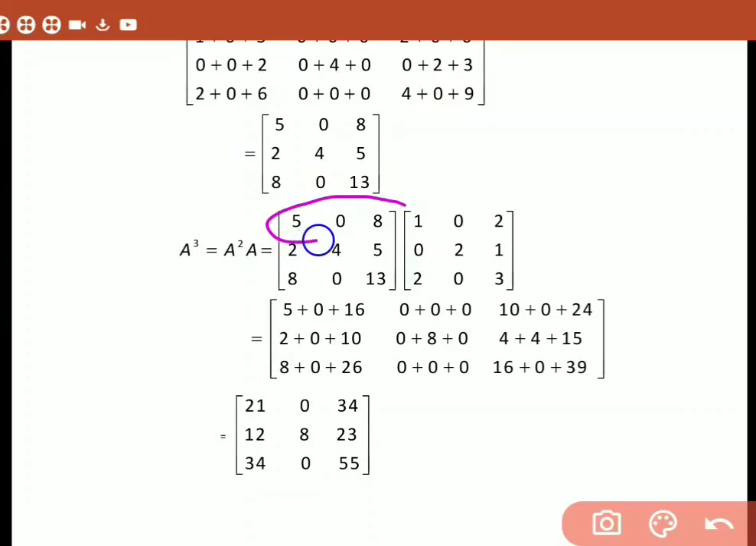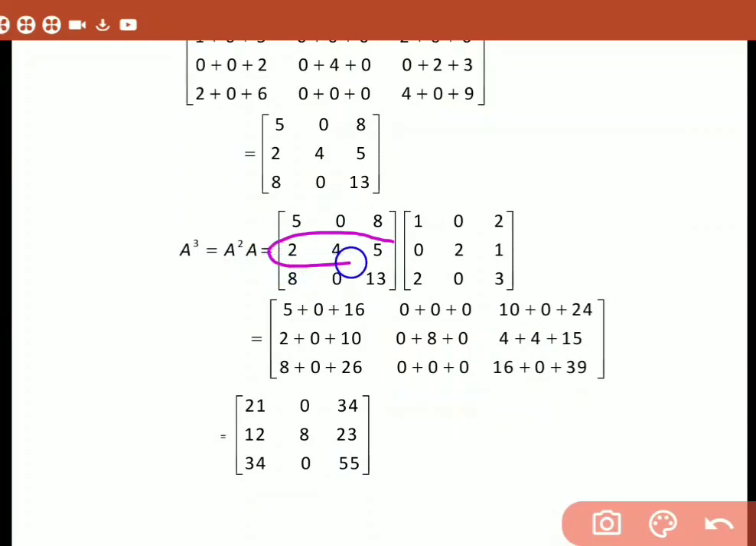Similarly, first row into third column. Corresponding elements you have to multiply. 5 into 2 is 10. This element you will get. 0 into 1 is 0. 8 into 3 is 24.